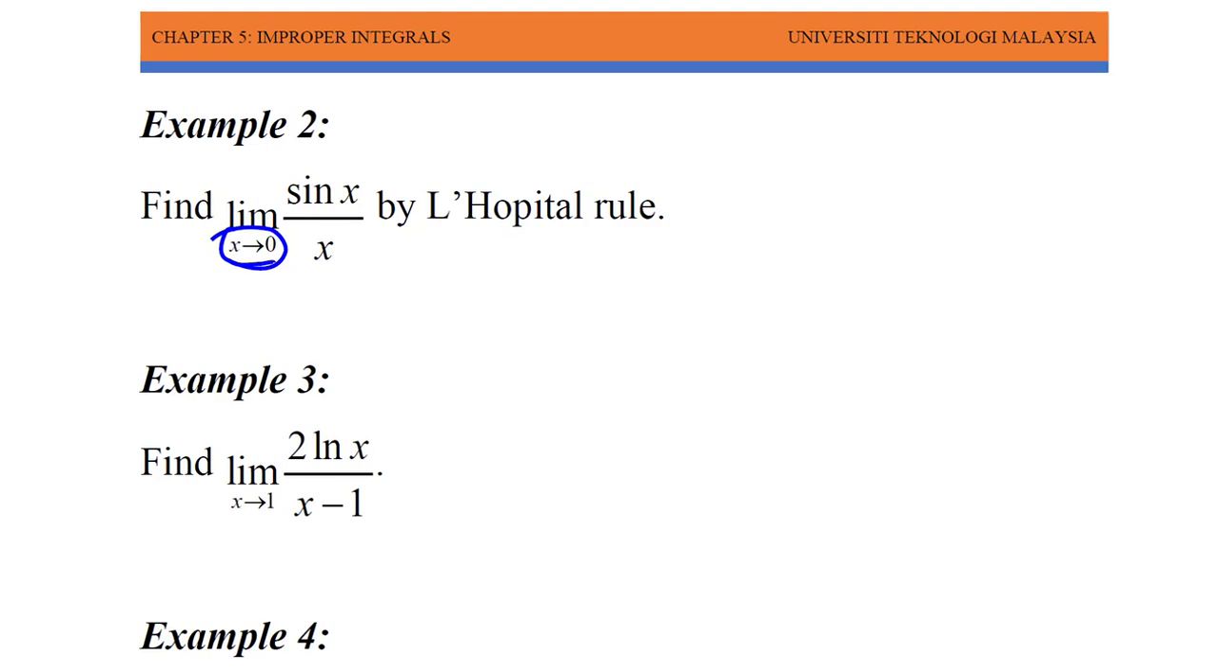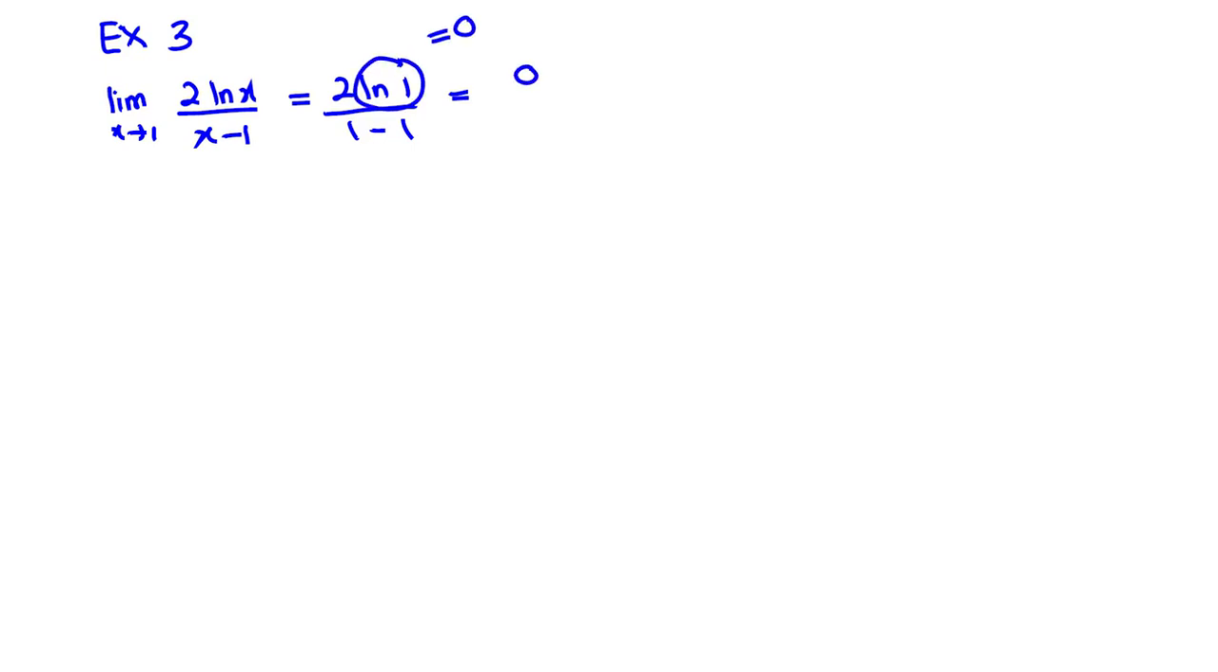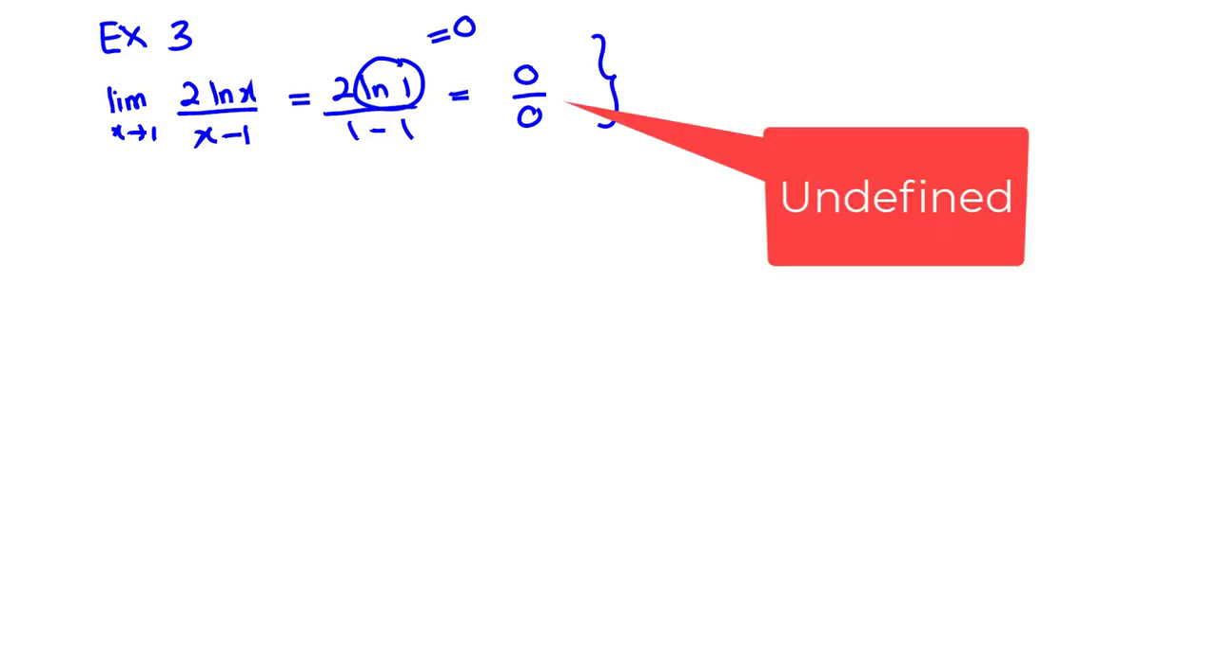Now example 3. Find the limit of 2 ln x divided by x minus 1, as x approaches 1. So we try to solve. You substitute x equal to 1, so you get 2 ln 1 divided by 1 minus 1. You can use a calculator. Ln 1 is equal to 0, and 1 minus 1 is 0. So 0 divided by 0, you cannot solve, so you need to use L'Hopital's rule.